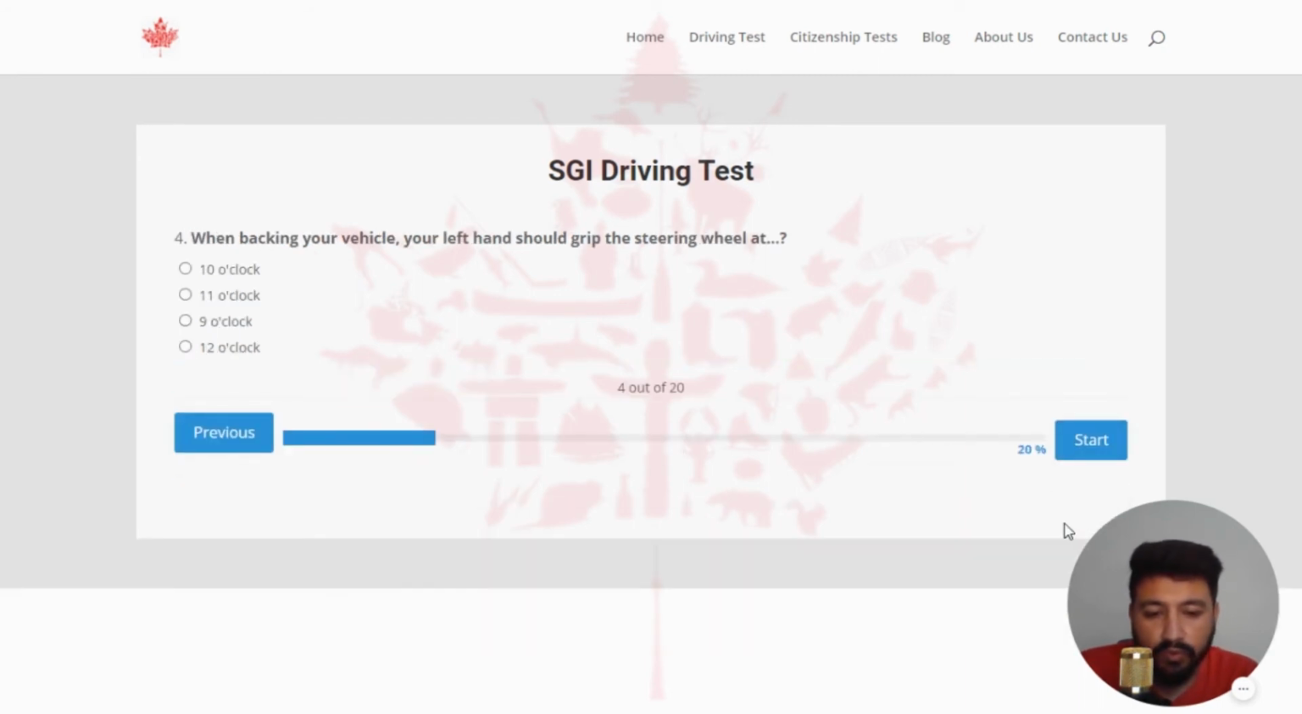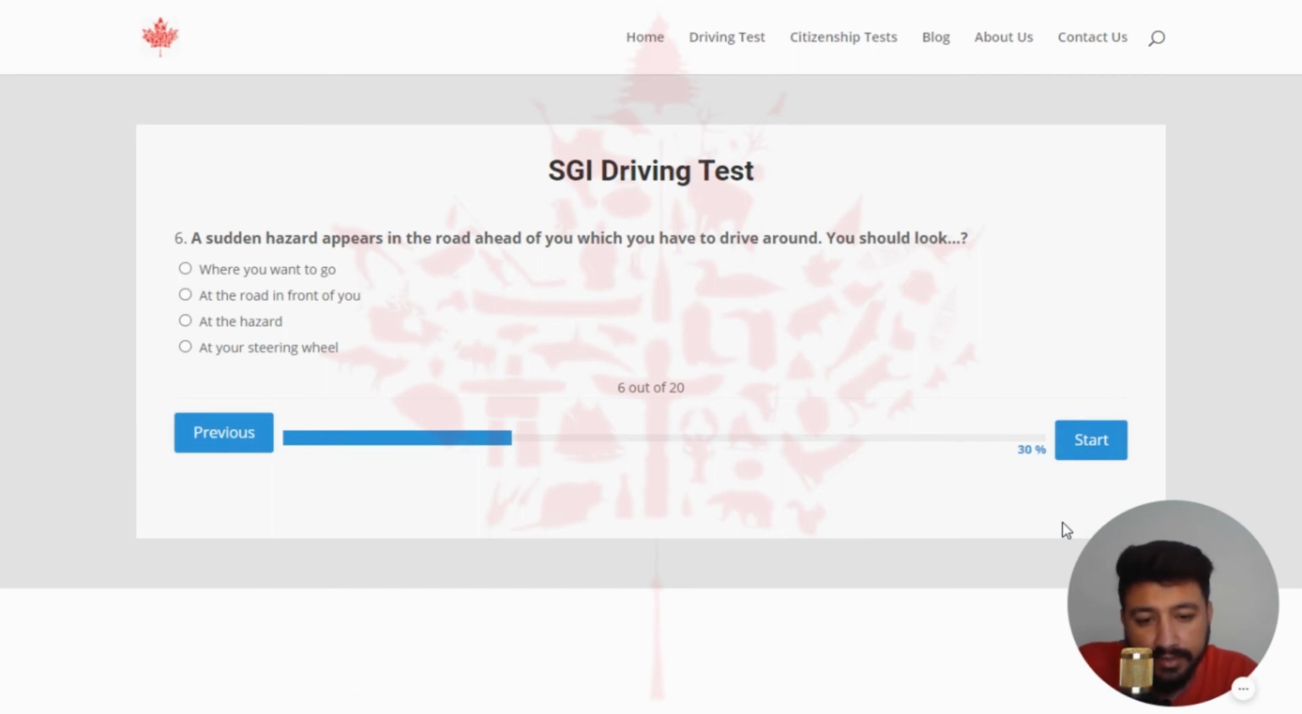The fourth question of quiz number 3 is: when backing your wheel, your left hand should grip the steering wheel at. The right answer of this question is 12 o'clock. Next, wearing a seat belt decreases your chance of being killed or seriously injured in a collision by. The right answer of this question is 50%.